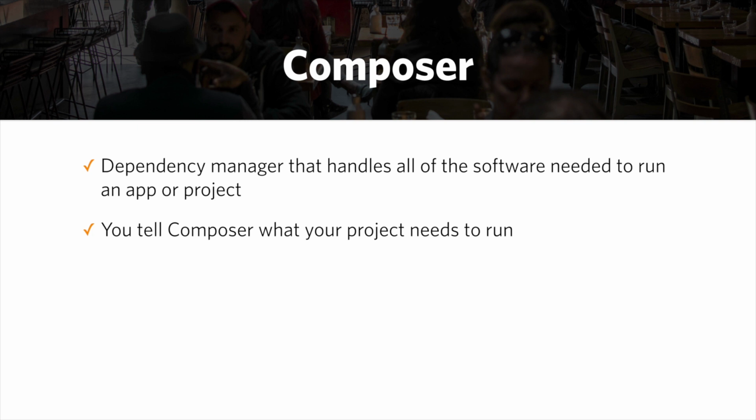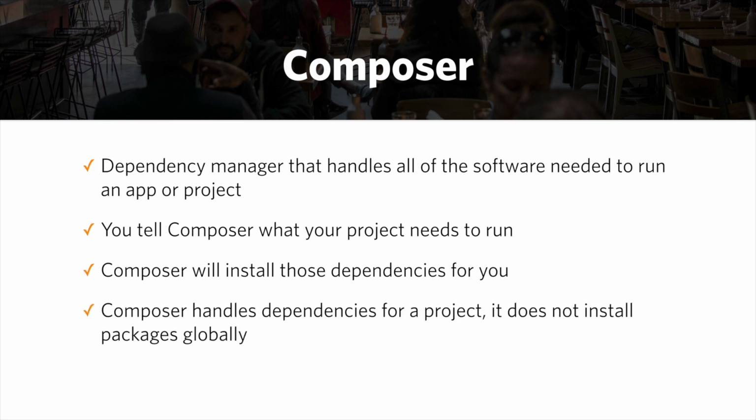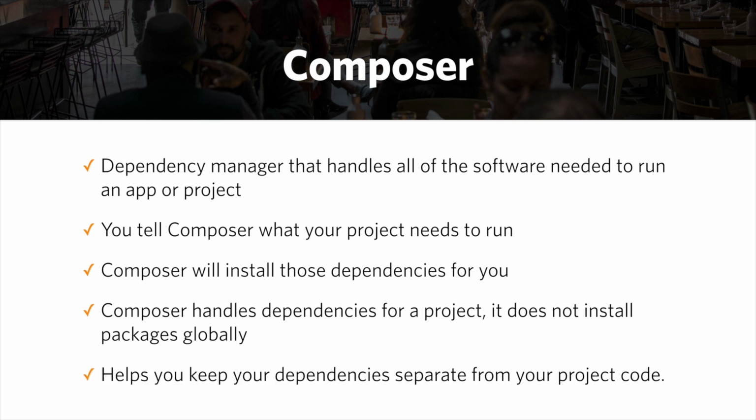And you can tell Composer what your project needs to run. Hey, I need it to have this library and it needs support for this library and this library. And you tell it, and it kind of builds a package and then installs those automatically. So Composer will handle those dependencies, so what your project or your software depends on to run properly. With Craft, Composer is used for project dependencies, not global dependencies. And most importantly, it helps you keep your dependencies separate from your code.